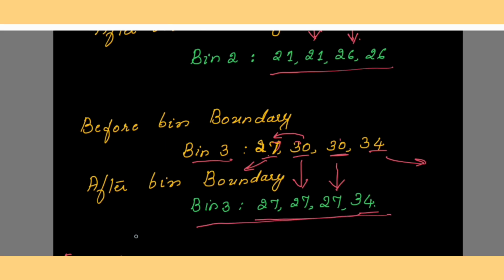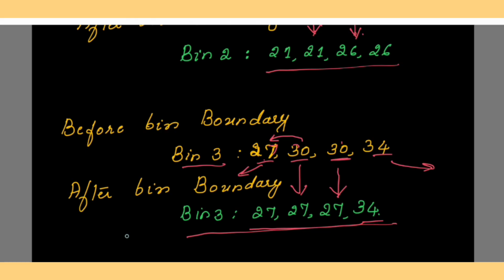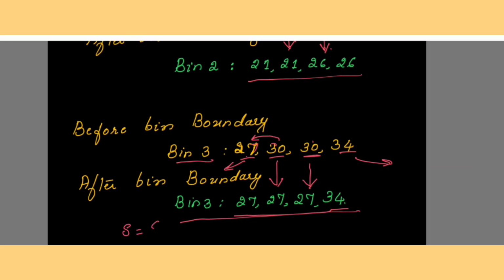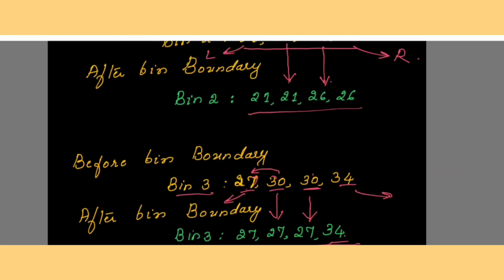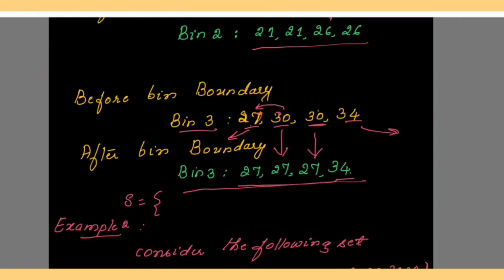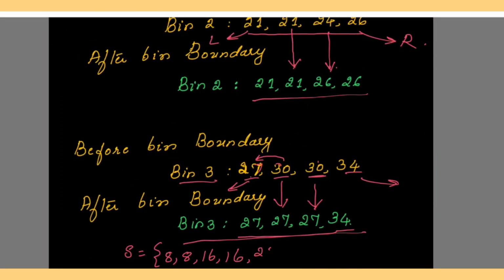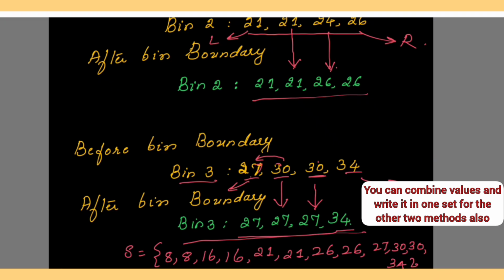In a few books, the final result is shown like this. You write down all the 3 bins together: 8, 8, 16, 16, then bin 2: 21, 21, 26, 26, and the next is 27, 27, 27, 34. After you write the bin values separately, bin 1, bin 2, bin 3, at the end you can combine all the values and write them in one set.